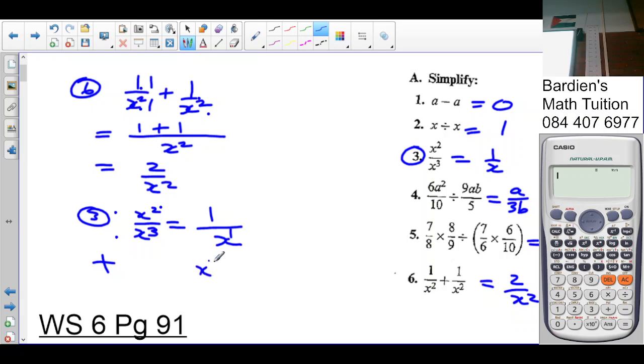Otherwise, if you look at it, remember x squared means x times x. X cubed is x times x times x. So x goes into x once, x goes into x once, x goes into x once, x goes into x once. So what's 1 multiplied by 1? 1. What's 1 multiplied by 1 multiplied by x? Is x. Okay, another way of looking at the same thing. Okay, anything else, people?